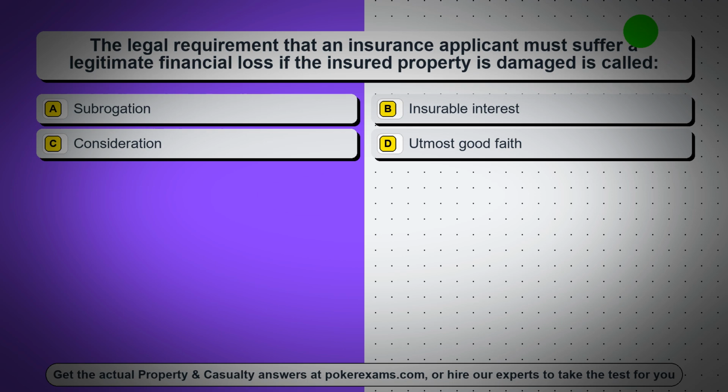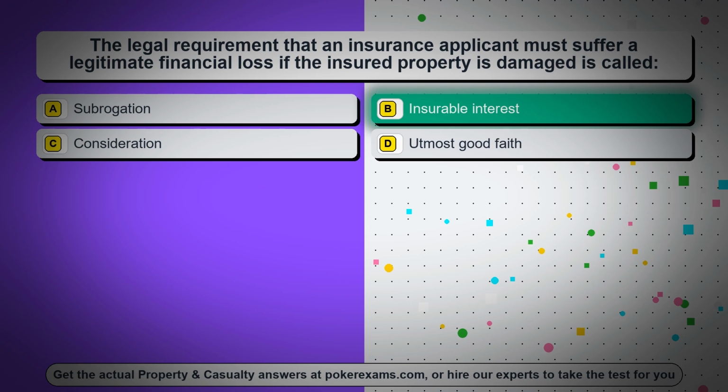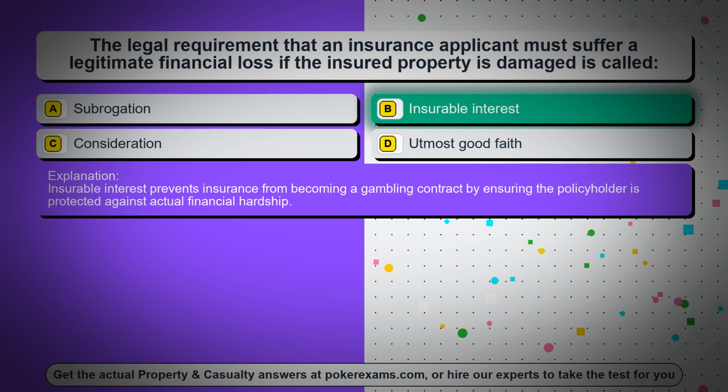Question 17. The legal requirement that an insurance applicant must suffer a legitimate financial loss if the insured property is damaged is called, option A, subrogation, option B, insurable interest, option C, consideration, option D, utmost good faith. The correct answer is option B, insurable interest. Insurable interest prevents insurance from becoming a gambling contract by ensuring the policyholder is protected against actual financial hardship.